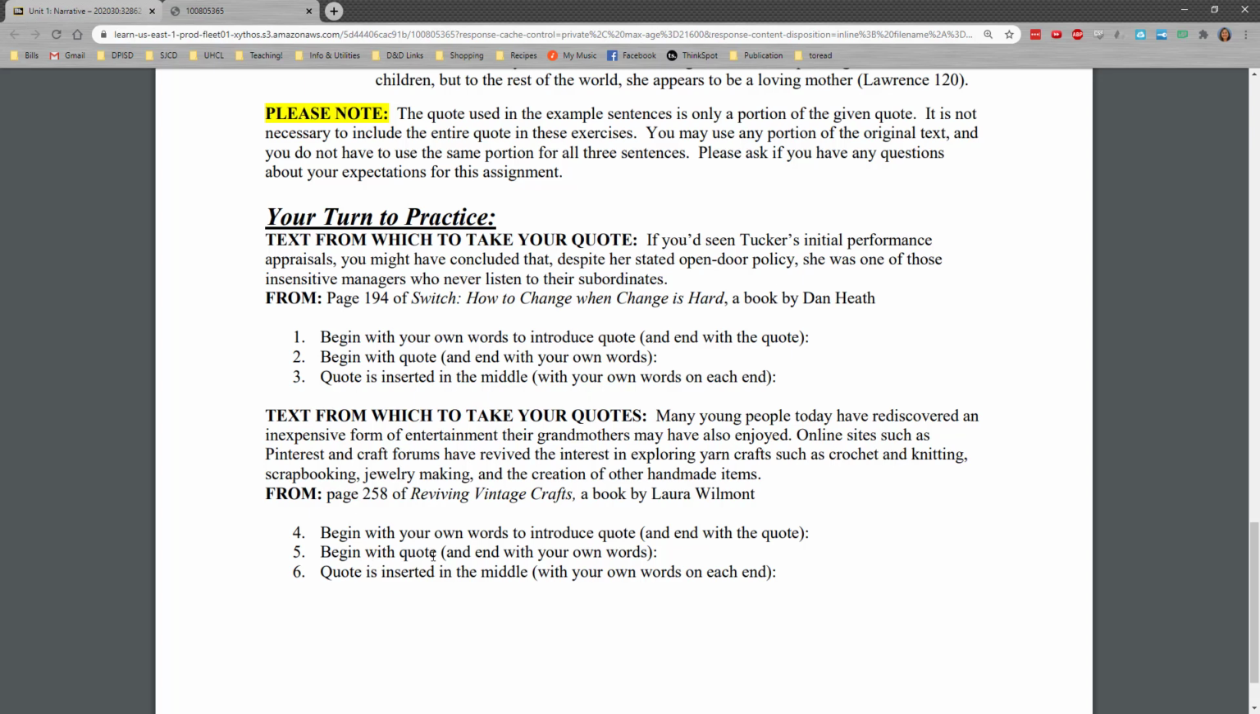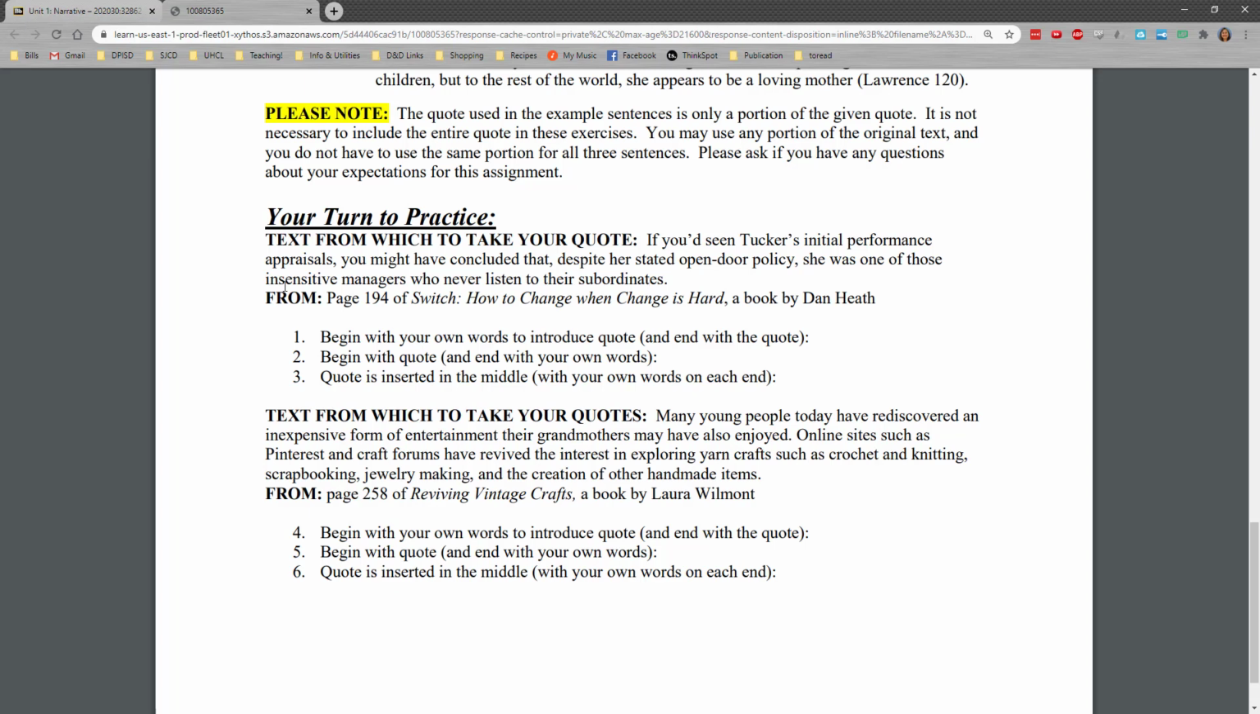In the first set: if you'd seen Tucker's initial performance appraisals, you might have concluded that, despite her stated open door policy, she was one of those insensitive managers who never listened to their subordinates. Please be very careful that when you are quoting, you do not change anything in the original quote.